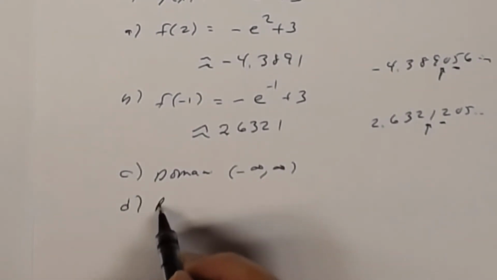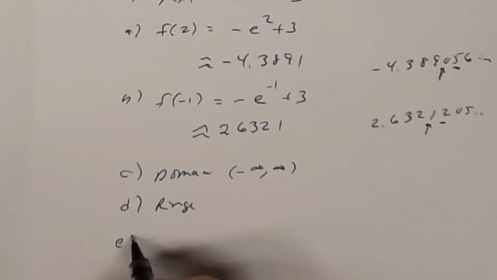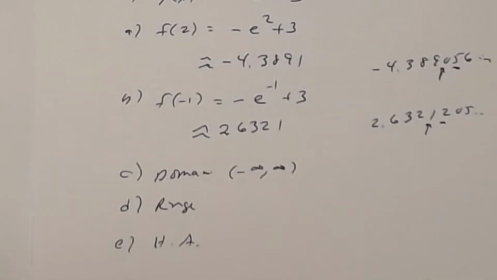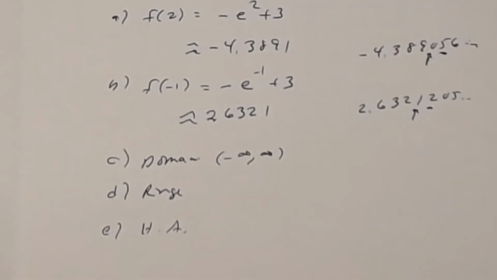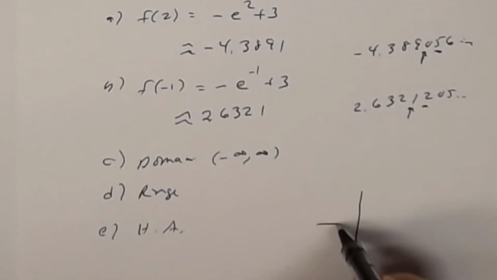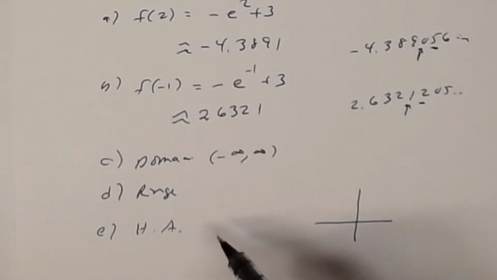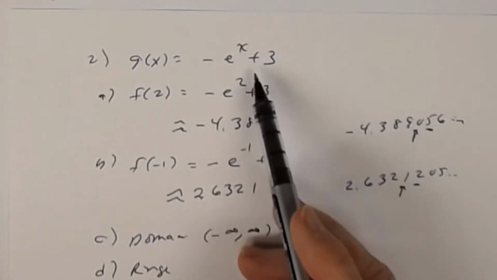In D, you want to find the range. And then in E, you want to find the horizontal asymptote. All right, so let's do it this way. So here's what we know. We know that in our mind, the horizontal asymptote is y equals 3.